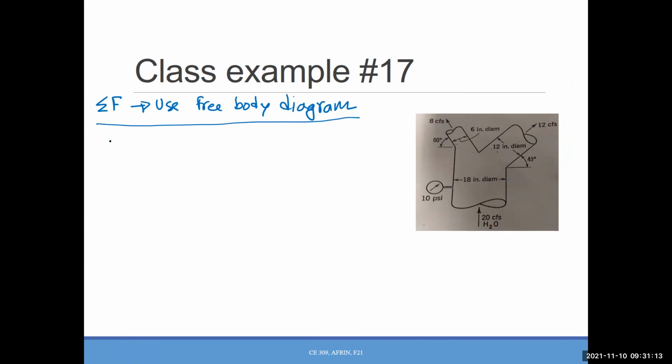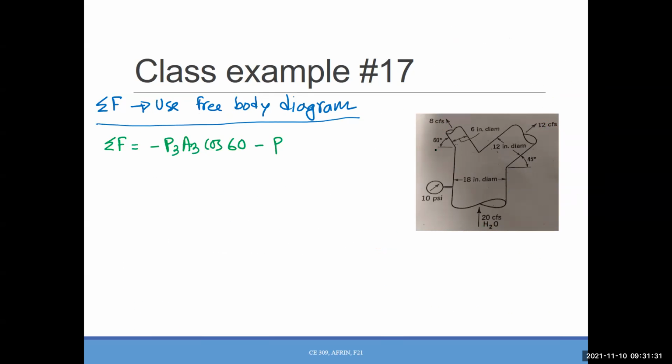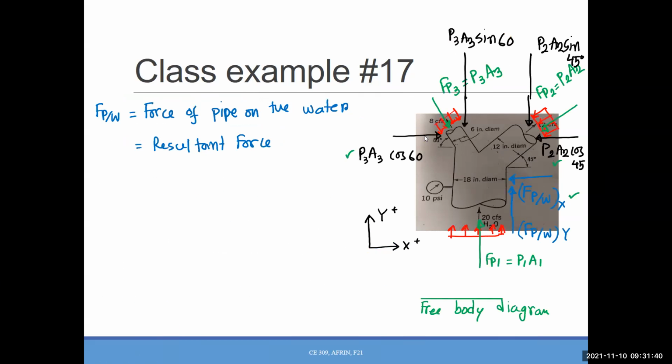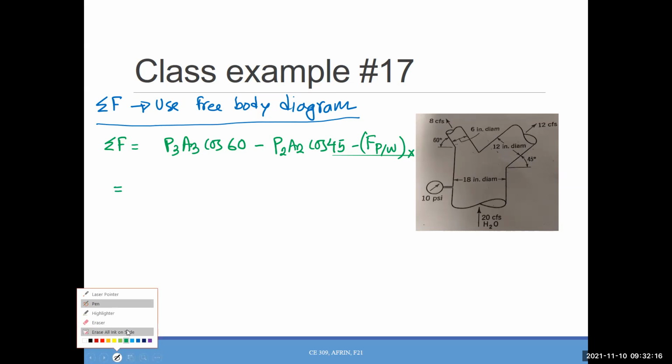Okay, so I will write down this one. Summation of F equals to P3 A3 cosine 60. Oh, is that P3? I'm sorry, that P3 is positive here, right? We will work with the sign later, but at this point it's actually in positive direction, right? Because I think that would be less confusing for you. So P2 A2 cosine 45 and F PW X, right?